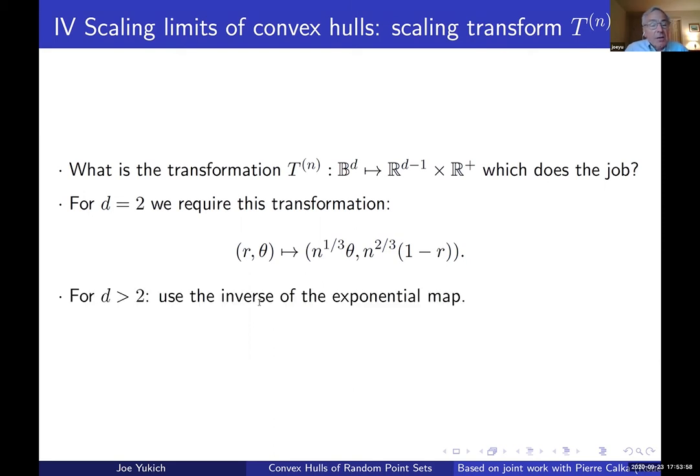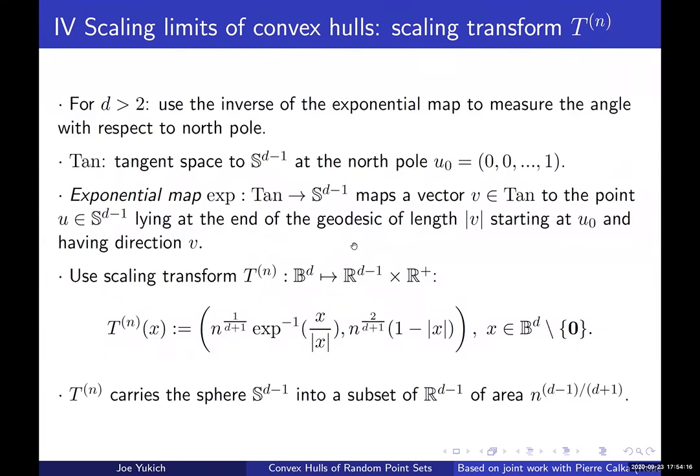And in higher dimensions, we need a way to measure angles. In particular, we need a way to measure the angle that a point makes with the North Pole of the unit sphere. And for this, we can use the inverse of the exponential map. So the details are as follows. Remember that the exponential map goes as follows. Let the tangent space be the tangent space to the sphere at the North Pole.